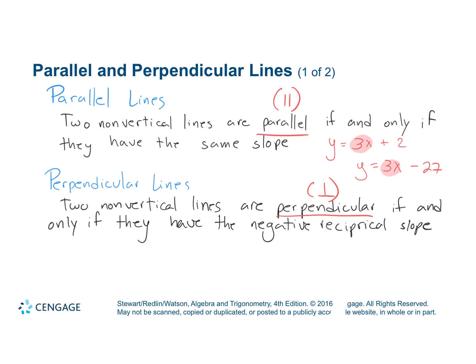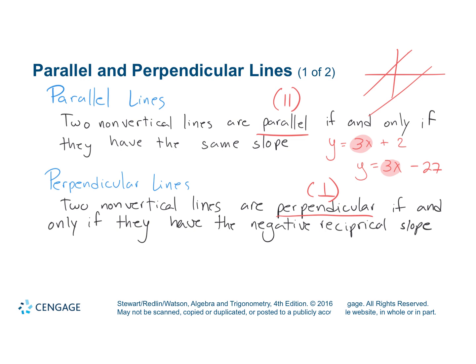Now, the only other thing that must be said is that they have different y-intercepts. So in this case, one's 2, one's negative 27. Why do they have to have different y-intercepts? If they have the same y-intercept, they're the exact same line. So different y-intercepts are just going to put the graphs, let's say this is one and this is the other, in different places, and those lines are never going to touch.